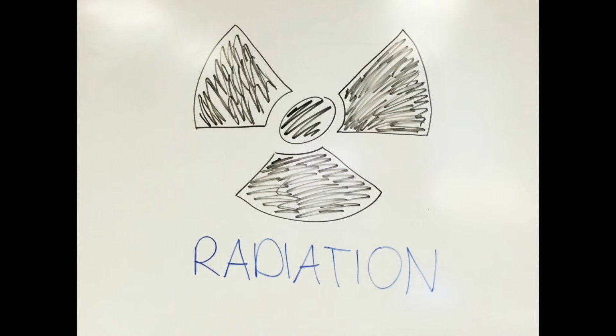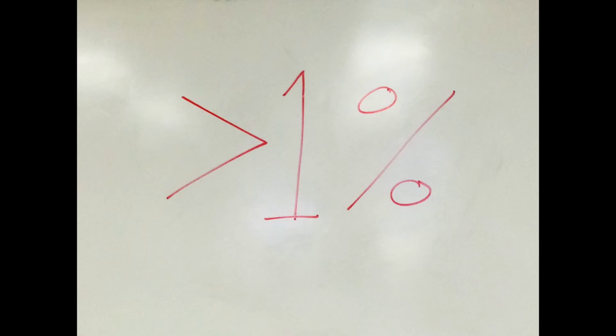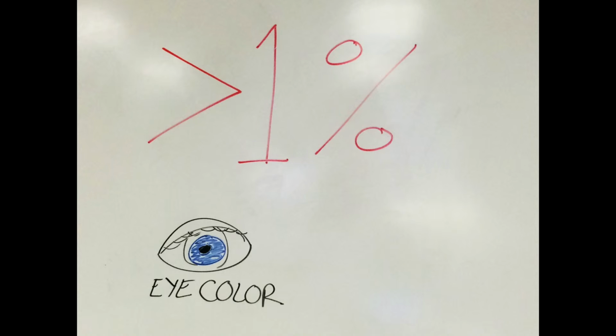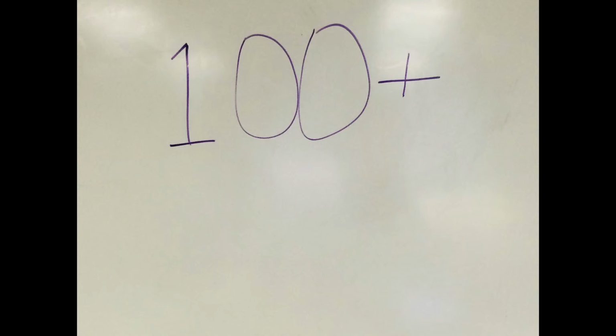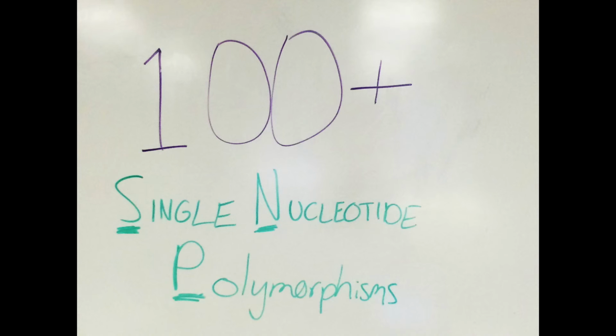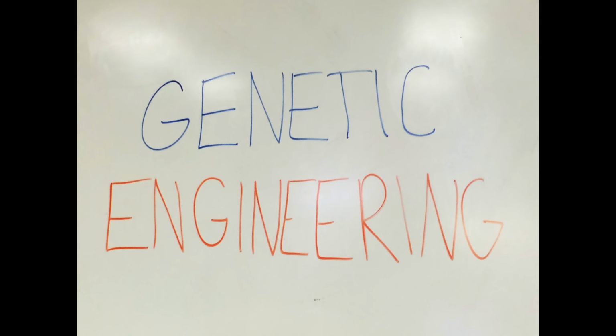Genetic alterations known as polymorphisms, however, occur in more than 1% of the population and are responsible for normal variations such as eye color and blood type. Polymorphisms usually don't have a negative effect. However, over 100 single nucleotide polymorphisms have been linked to cancer risk. This has led researchers to look into genetic engineering.